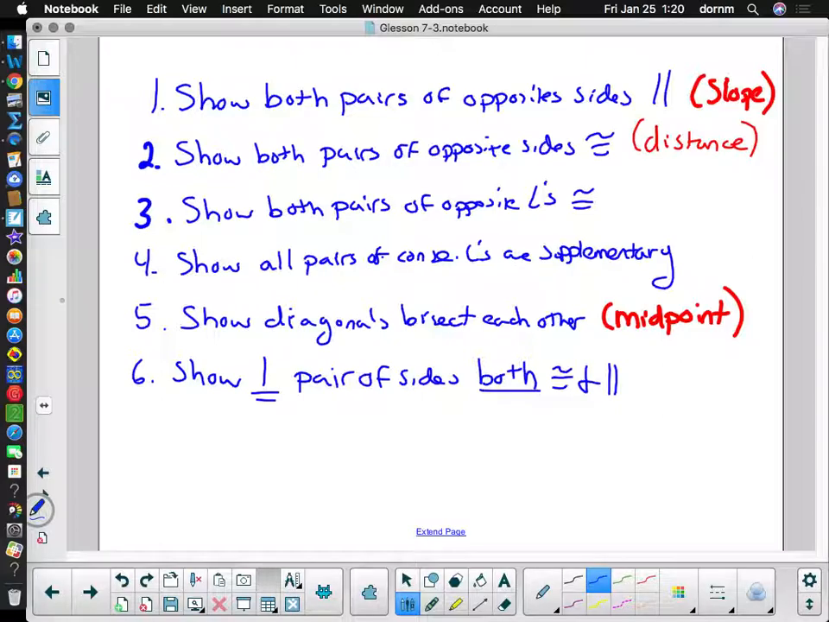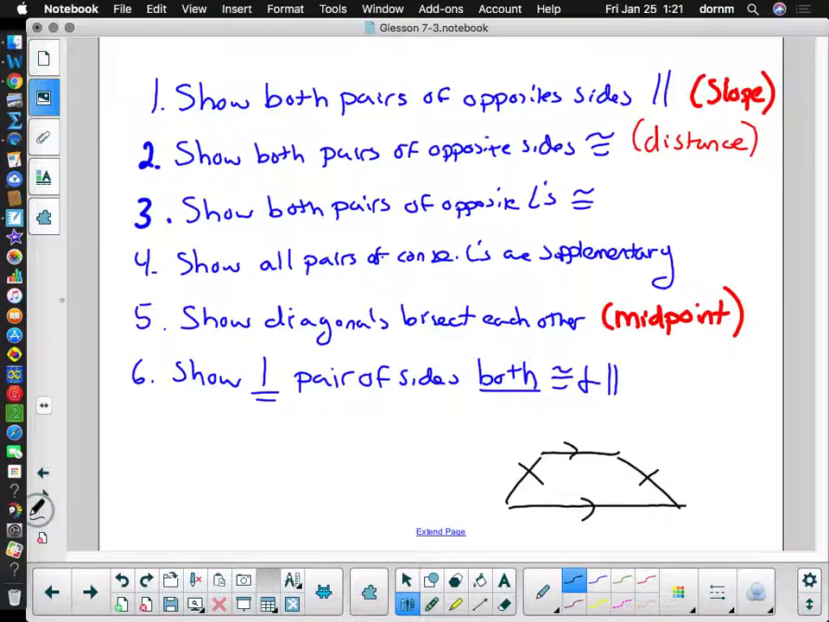Notice, this is not one pair of sides congruent and the other pair of sides parallel. That doesn't work. And I'll show you why really quickly here. I could have a parallel pair of sides. These sides are parallel. These sides are congruent. Is that a parallelogram? Clearly not. That is an isosceles trapezoid, which we will spend more time talking about in the second half of the chapter. Okay? So it can't be one pair parallel, the other pair congruent.